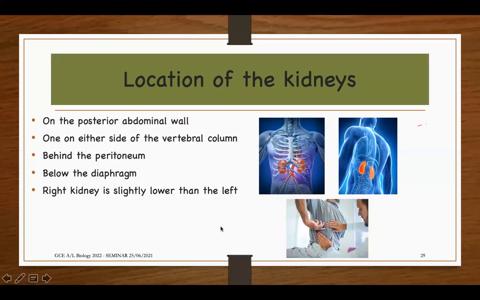Now this is also important. When you're asked to write the location of the kidneys, children, remember all of these 5 points. All right, just remember it as a picture once again. On the posterior abdominal wall, on either side of the vertebral column, behind the peritoneum, below the diaphragm, right kidney is slightly lower than the left. Remember that part, and then you will get full marks if you were asked to write the location of the kidneys. Okay, that is how I remember.